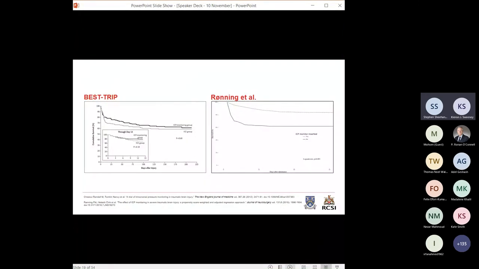So the BEST-TRIP was a randomized control study that randomized patients into ICP or to clinical and radiological arms. And although there was a slight trend to improvement in overall survival in the ICP group, this did not reach statistical significance. However, Runnin et al. in a retrospective review did demonstrate quite conclusively that ICP monitored and ICP goal-directed treatment did improve survival and morbidity. Next slide, please.